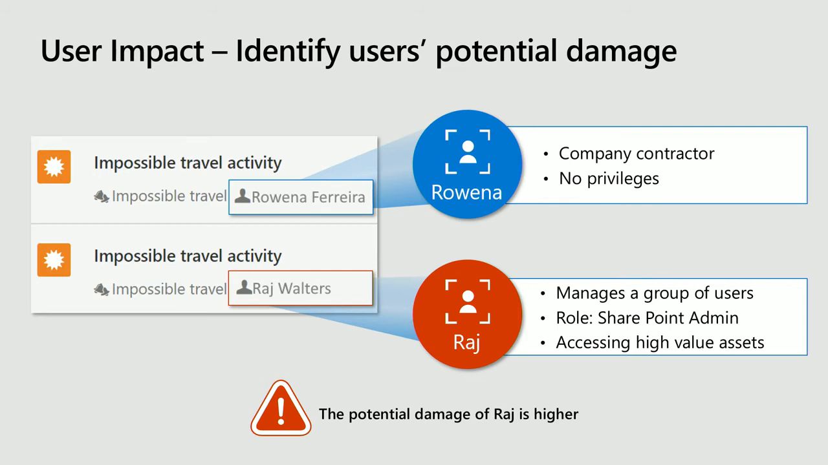And now let's go back to the second example from the previous part of the presentation. So we talked about these two identical twins in possible travel activities, but now we have something better in mind. Now we know that Raj, the one on the bottom part, is managing a group of users, and the role is security admins, and they're accessing a lot of valuable assets, but Roana is a company contractor, and they don't have any privileges that are important for us. Now it makes sense, right?